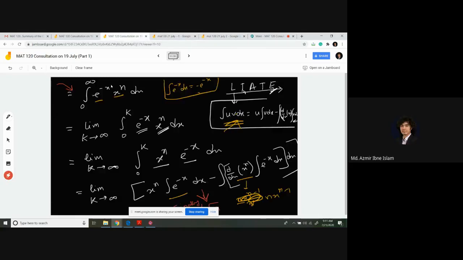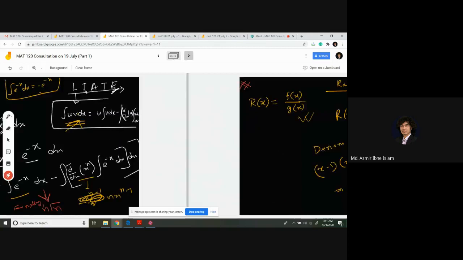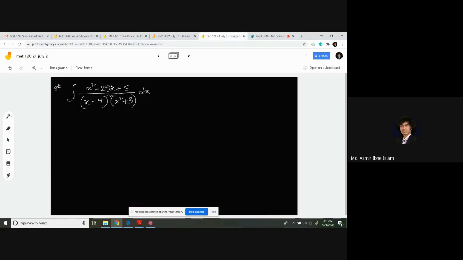So I'm going to my previous consultation part. Okay, so here a rational function may have two classifications, proper and improper. So you have to first understand what type of rational function this is.